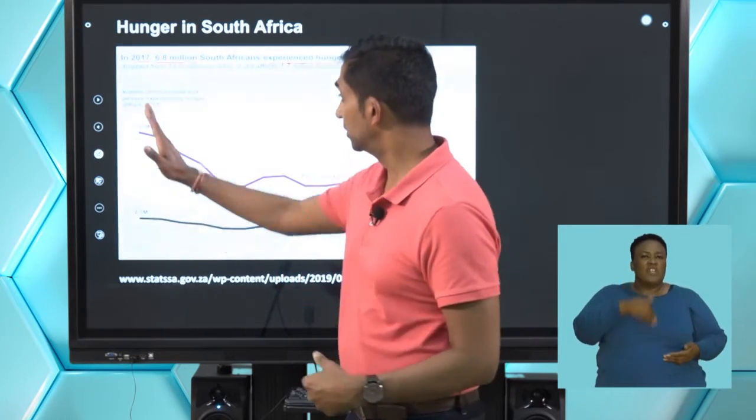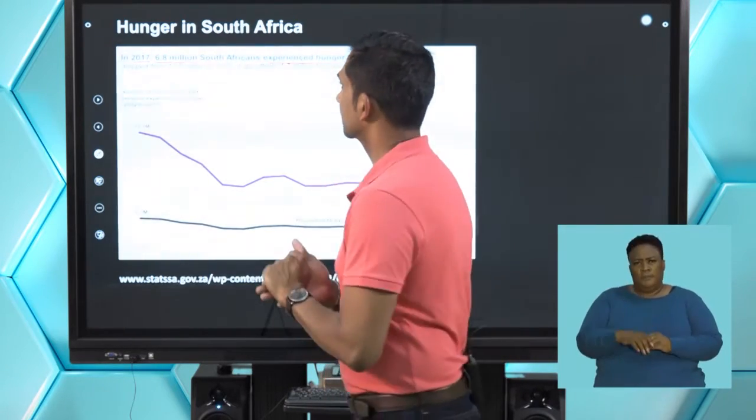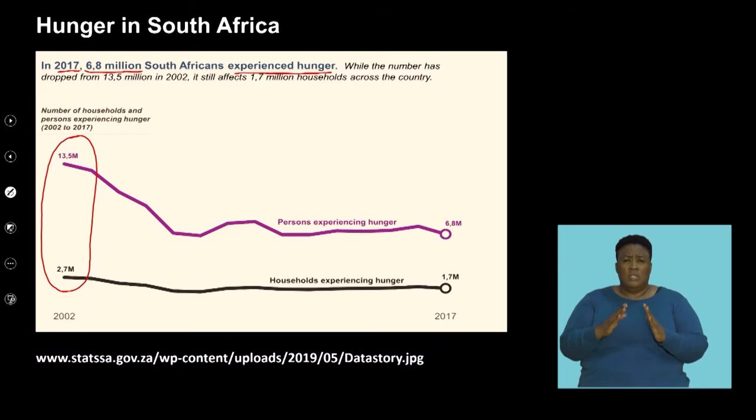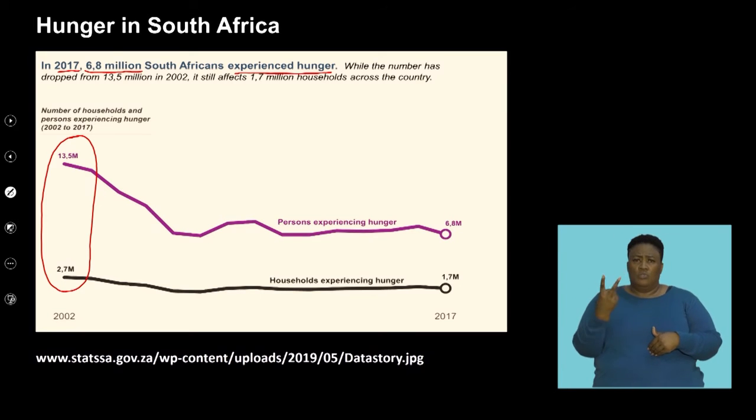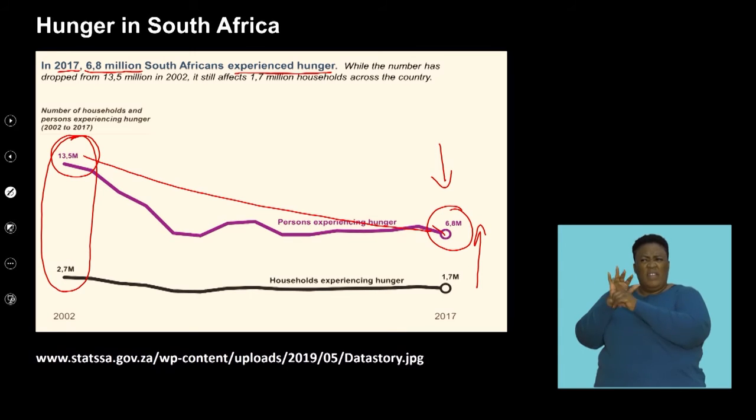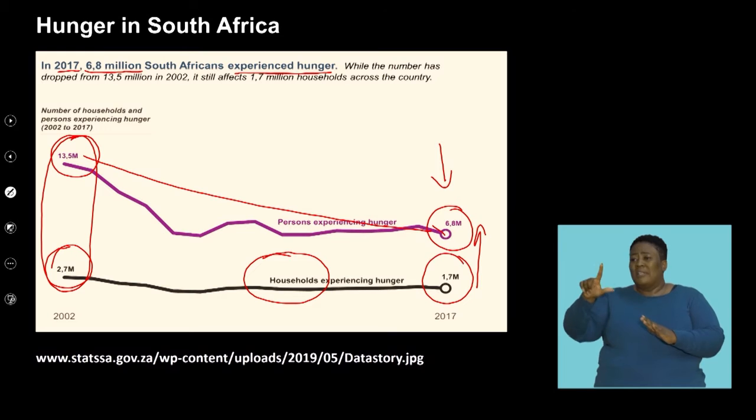And if we look at this, let's try and understand what that has meant for an average South African household. If we look at people and then at households, we can see that there were 13.5 million people that experienced hunger in 2002, and gradually that has decreased to 6.8 million. However, this is still staggering. And looking at the graph that points to households, we can see that 1.7 million households were still affected.